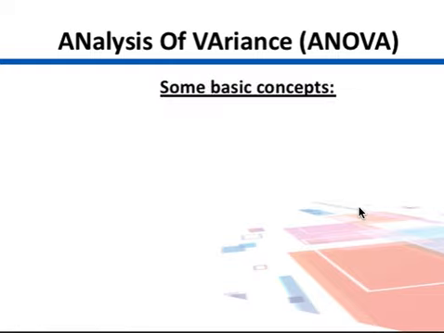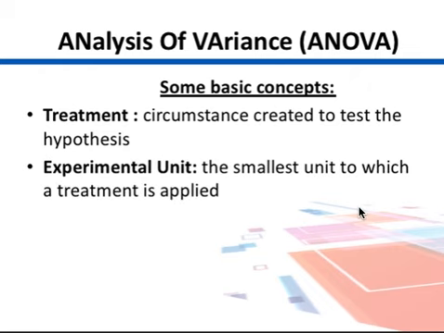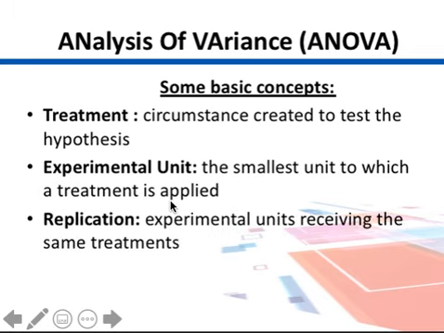Let's go over some basic concepts. Treatment: the circumstances created to test the hypothesis. Experimental unit: the smallest unit to which the treatment is applied, be it individuals, animals or plants, which are getting the same treatments. They are called replicates. So the experimental units receiving the same treatments are replications.